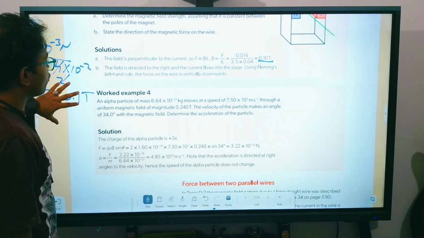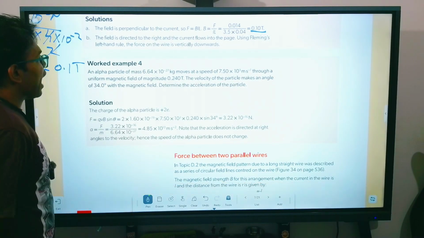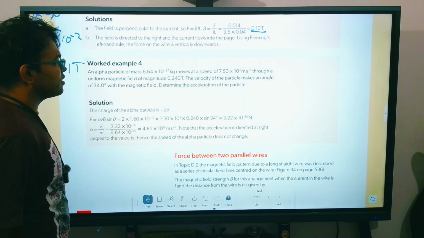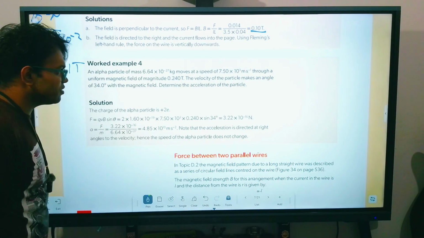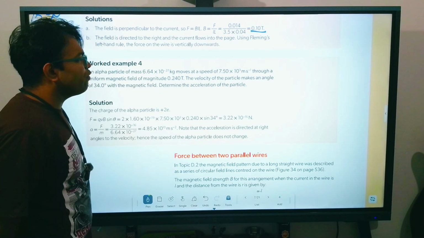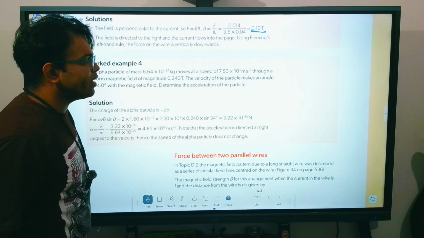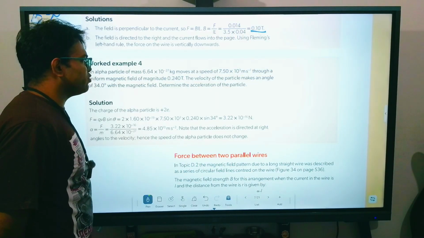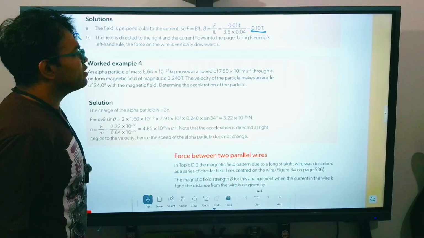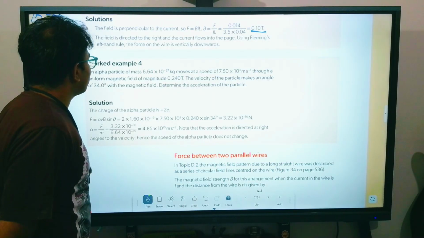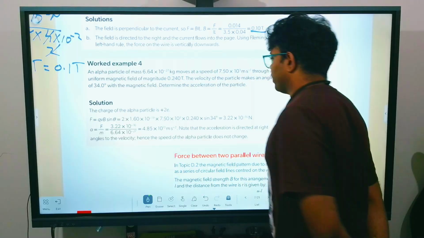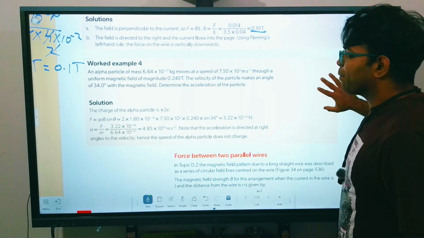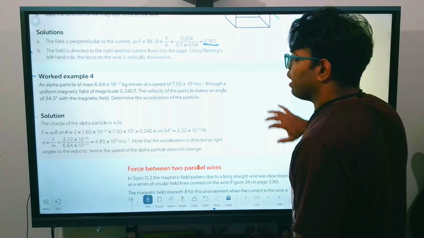So next question. An alpha particle of mass 6.6 into 10 to the power minus 27 kgs moves at a speed of 7.5 into 10 to the power 3 meters per second through a uniform magnetic field of magnitude 0.24 Tesla. The velocity of the particle makes an angle of 34 degrees with the magnetic field. Take out your calculator. Okay, so what will we have?